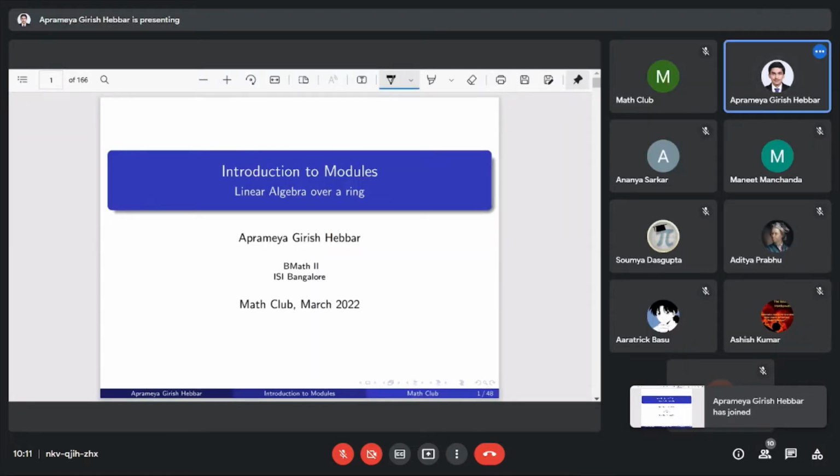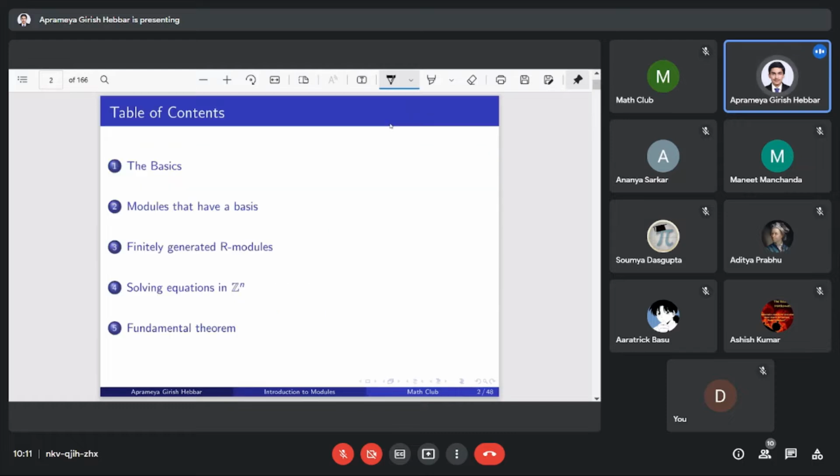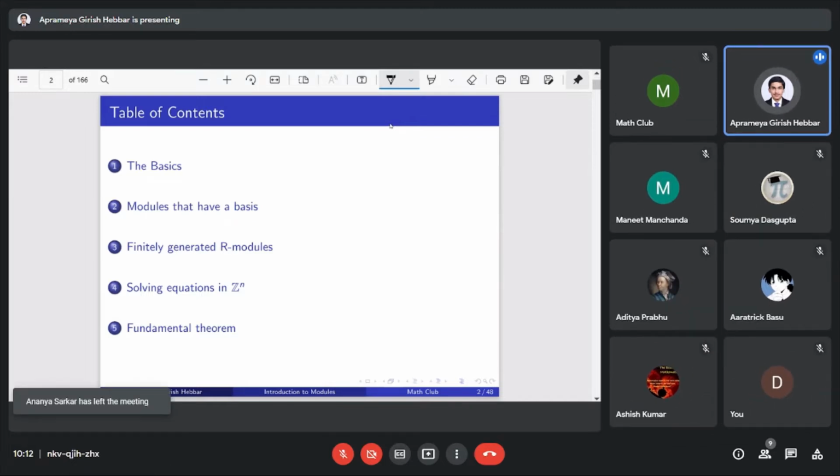Okay, so we'll begin. Today we'll study a new kind of object called modules, and the aim is to characterize some simple types of modules. And on the way, we'll also solve matrix equations over integers. The aim of this whole talk is to prove what is called the fundamental theorem of finitely generated modules.